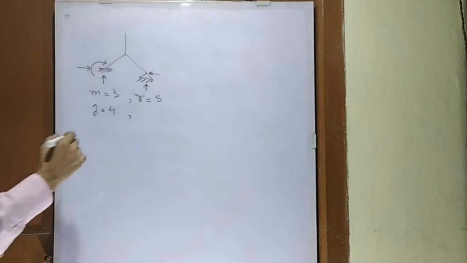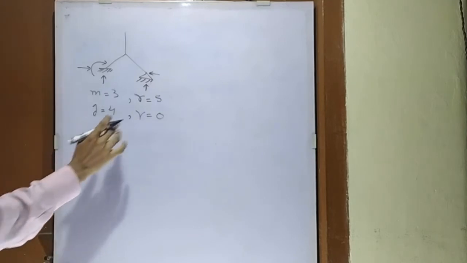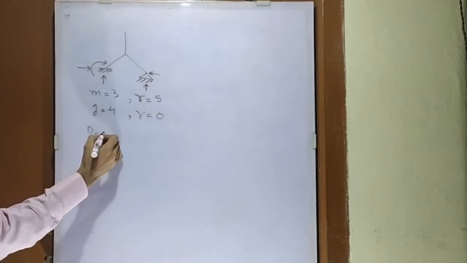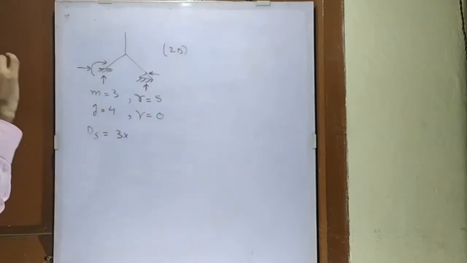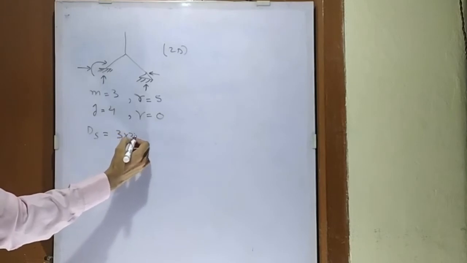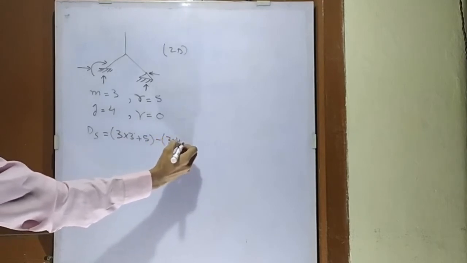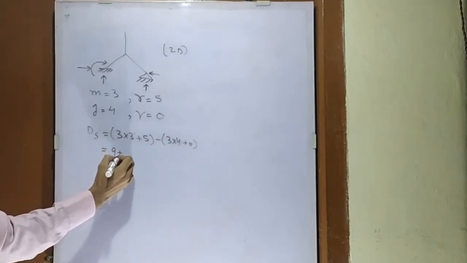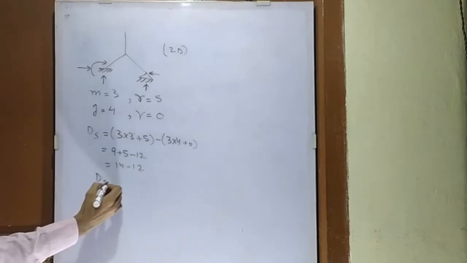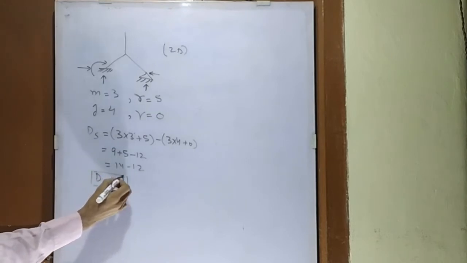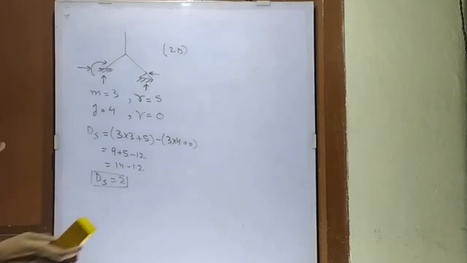Now what is the number of releases? The number of releases is 0 because there is no internal hinge, there is no guided roller. So we will put gamma as 0. This is also a 2D rigid frame. So 3 into number of members 3, plus number of reactions 5, minus B is 3 and j is 4, plus 0. So 9 plus 5 minus 12, this comes out to be, so ds comes out to be 2. In this way we can count very easily the value of degree of static indeterminacy of any type of rigid structure.